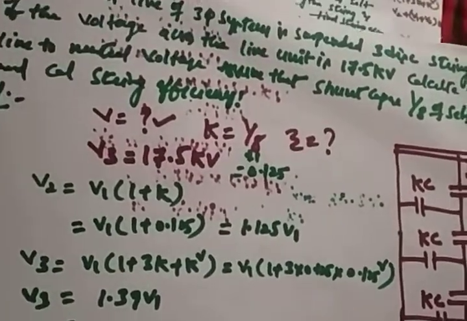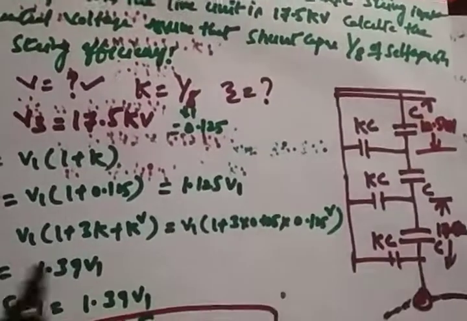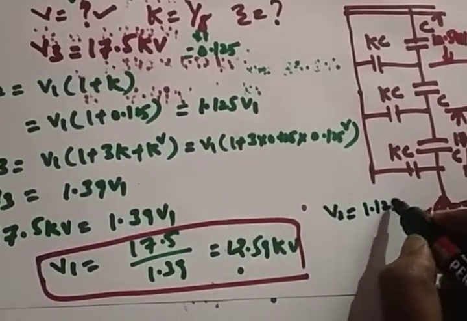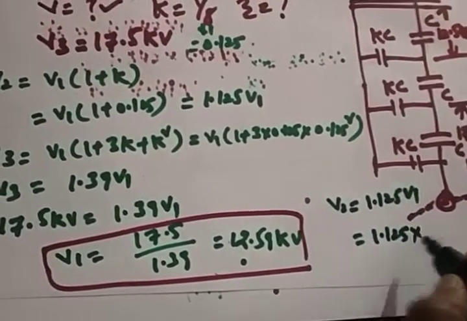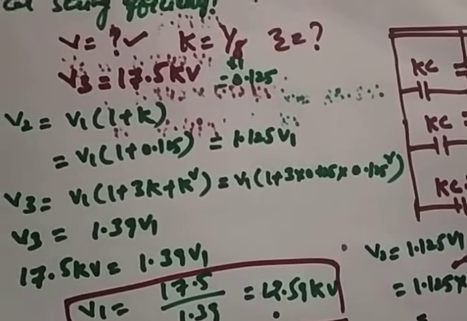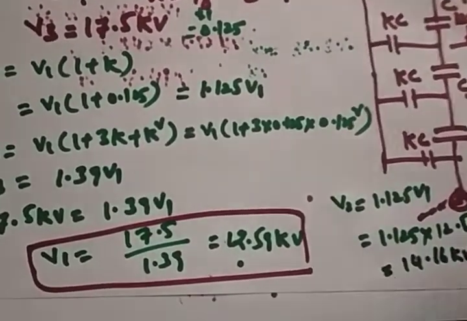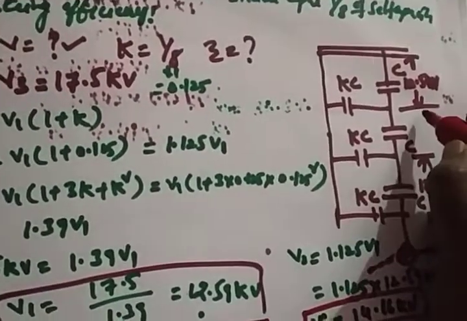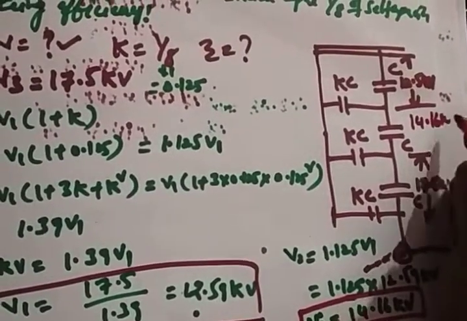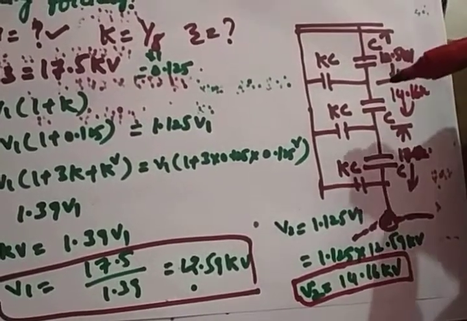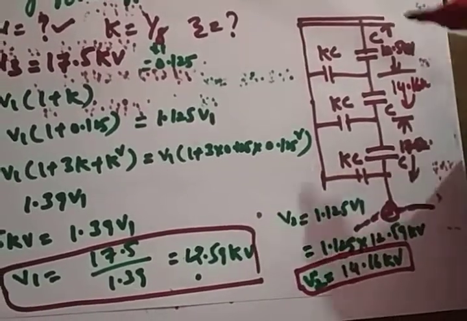Now you want to find the value of V2. V2 is equal to 1.125 V1, and the value of V1 is 12.59 kV. Then you will get the value of V2, 14.16 kV. You also got V2. You can cross check whether the voltage keeps on decreasing. From the top disk to the bottom disk, the voltage stress levels should increase.